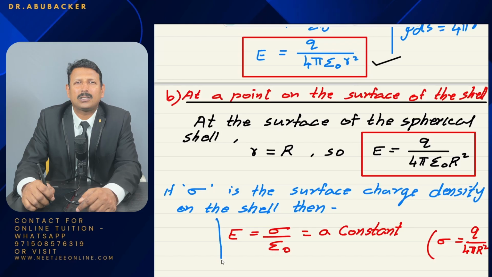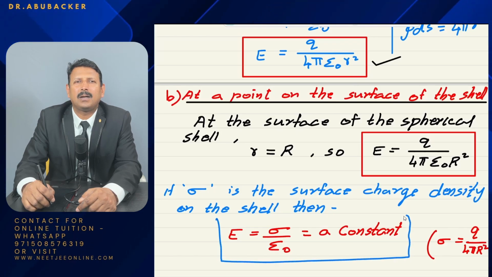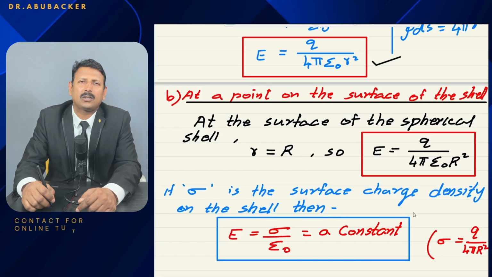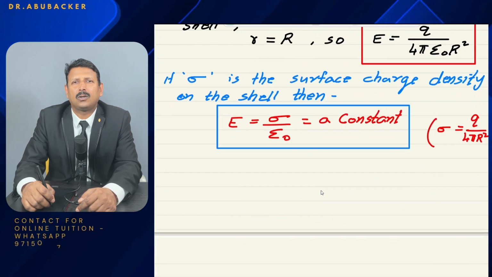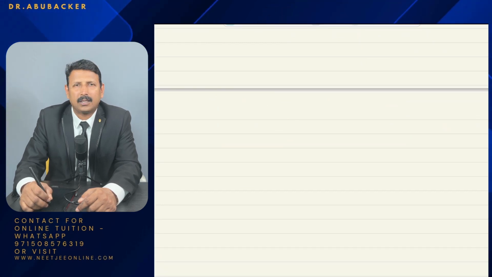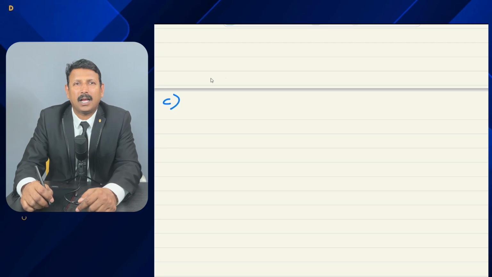And is a constant. Why is this a constant? Sigma by epsilon 0 is a constant because sigma is surface charge density and epsilon 0 is already a constant. So if you consider that much, then you can write the expression as shown above.